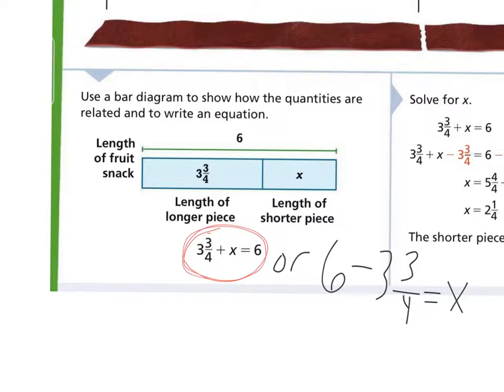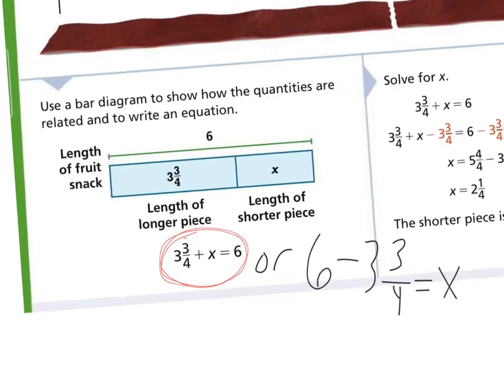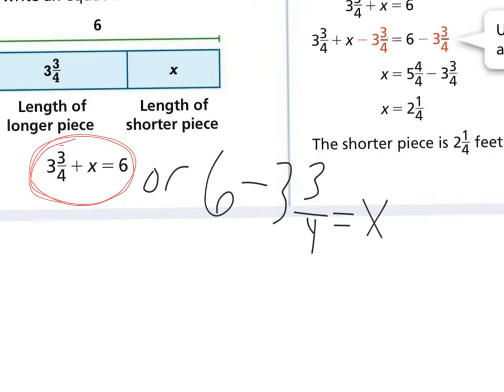Another option you could think of, you could say, well, it's 6 feet total. 3 3/4 feet is the longer piece. If I just subtract that from 6, that will give me the shorter piece. So those are 2 different options, 2 different ways we could write an equation for this.